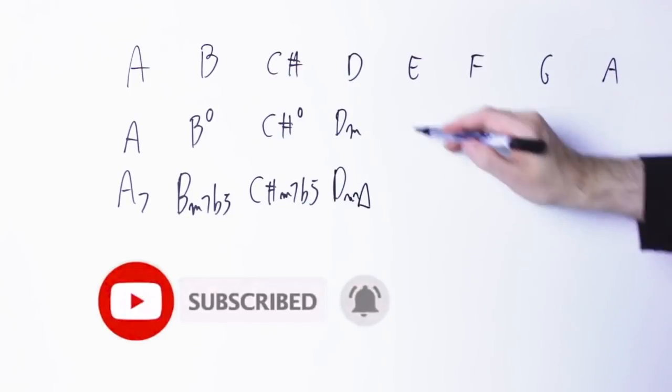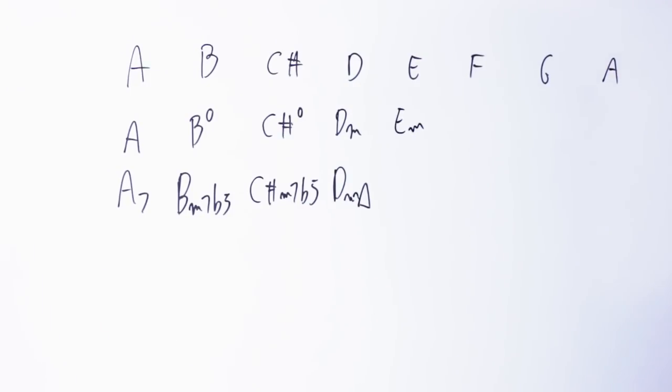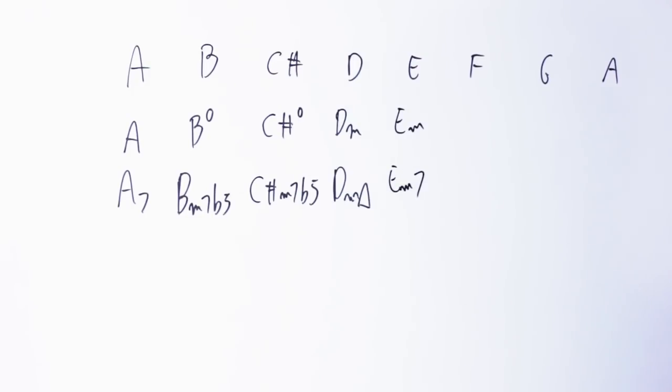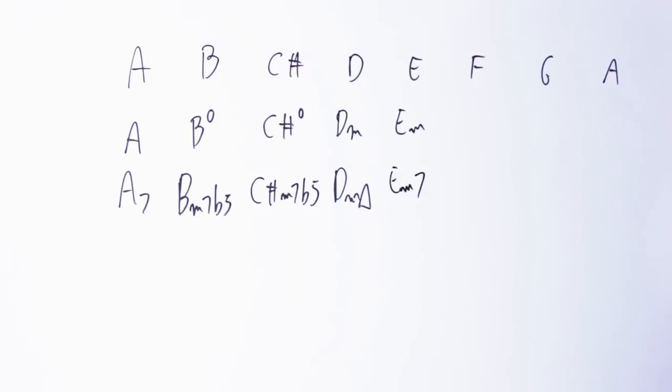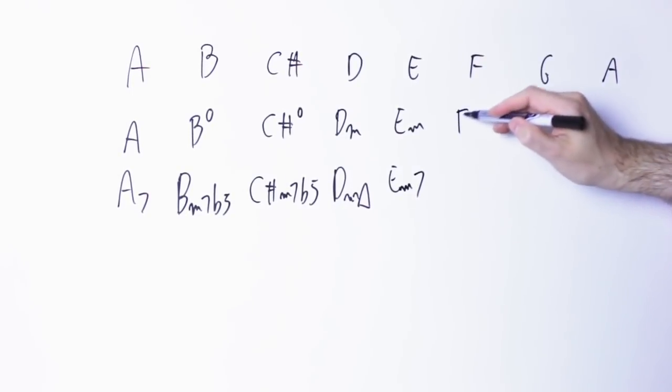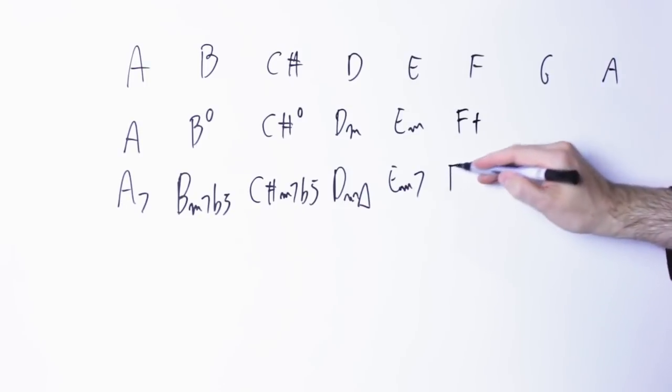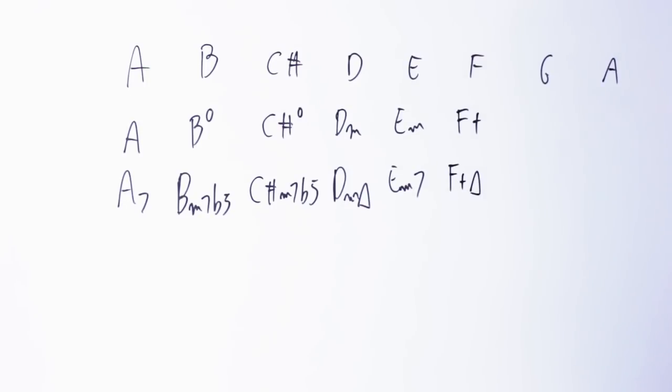On the fifth note E, I can have an E minor triad, E, G, B, or an E minor 7th chord, E, G, B, D. On the sixth note, I can have an F augmented triad, F, A, C sharp, or an F augmented with a major 7th chord, F, A, C sharp, E. And finally, on the last note G, I can have either a G major triad, G, B, D, or a G dominant 7th chord, G, B, D, F.